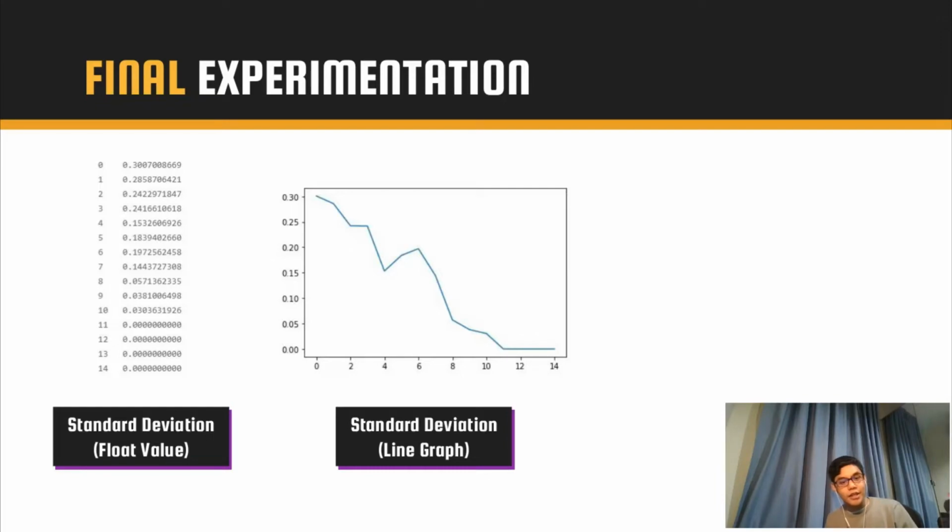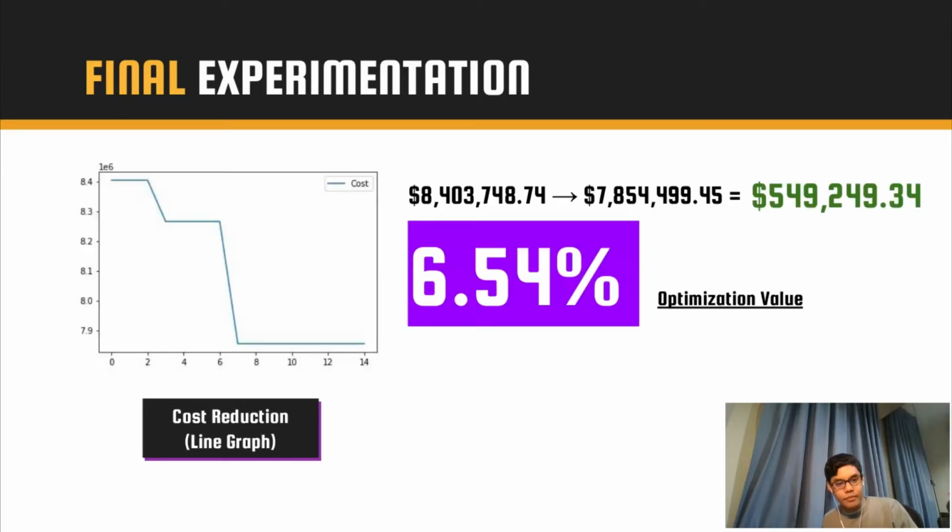From this list of standard deviation, it is observable that the model converges at the 12th iteration, and we can see a downward trend on the line graph. So for the results of the final experimentation, it is observable that the total cost has been reduced from 8.4 million to 7.8 million. And that's a reduction of $500,000. Like that's a lot. And in this case, it optimizes up to 6.54% of the initial cost.